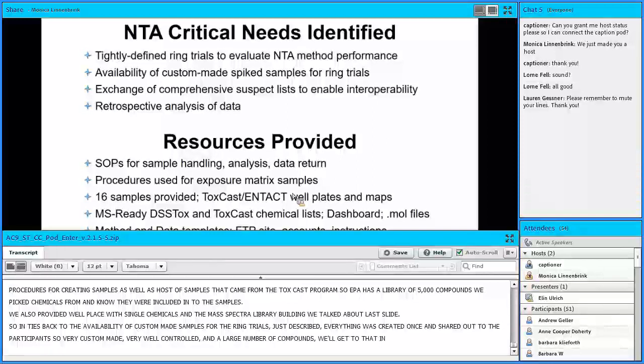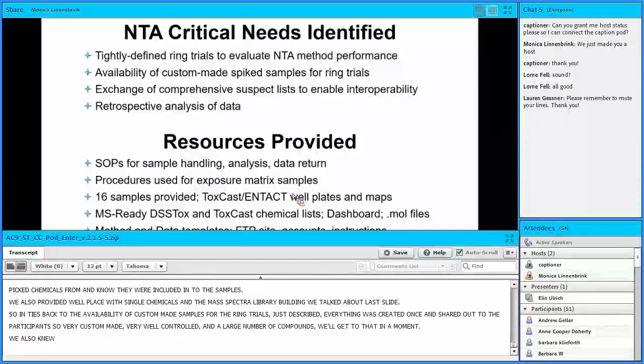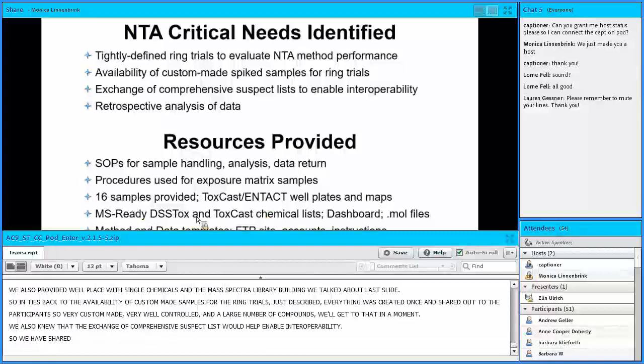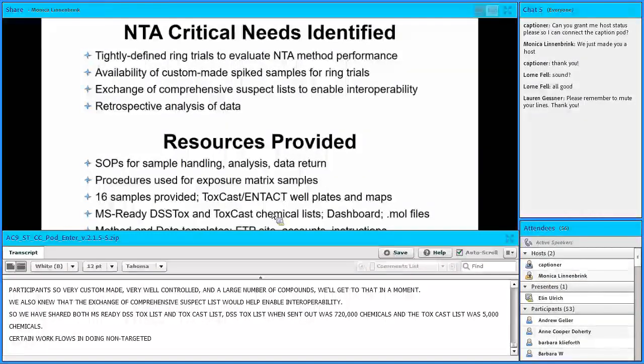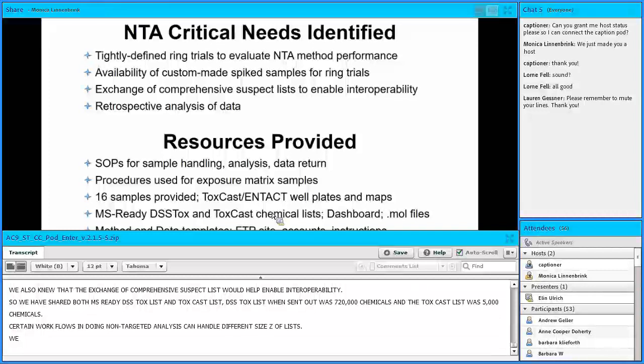We also knew that the exchange of comprehensive suspect lists would help enable interoperability. And so we've shared both the MS-ready DSSTox list and the ToxCast list. The DSSTox list, when we sent it out, was about 720,000 chemicals, and the ToxCast list was about 5,000 chemicals. Certain workflows in doing non-targeted analysis can handle different sizes of lists. We tend to like the really big lists, but other approaches need a smaller list because of the computational power needed to deal with that.